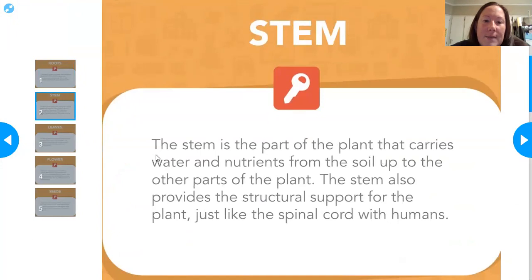Right up to the stem is the part of the plant that carries water and nutrients from the soil up to the other parts of the plant. The stem also provides the structural support for the plant, just like the spinal cord with humans. We talked about that yesterday too. I remember that.